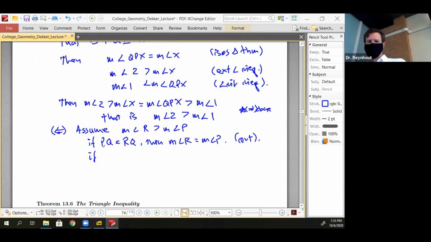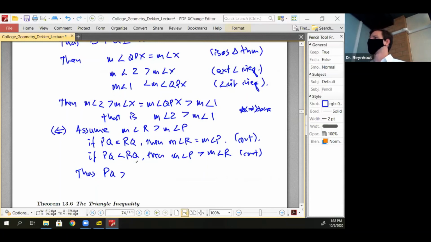And if PQ were less than RQ, then we would have that the measure of angle P was greater than the measure of angle R, because that's exactly what we proved in the forward direction. But this provides a contradiction to our assumption. We're assuming that thing is true. Thus, it must be the fact that PQ is indeed greater than RQ. And that's it.